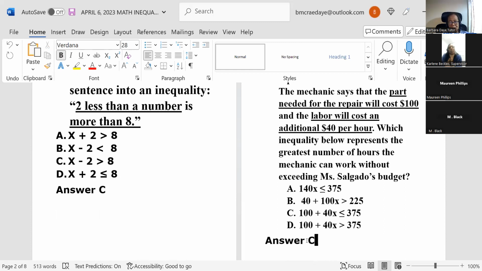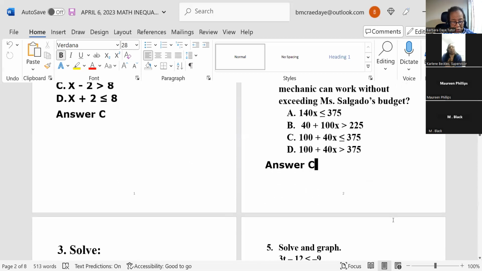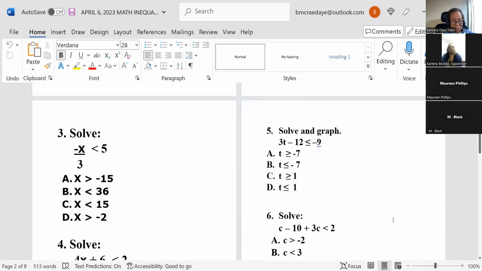Very good. You see, when you break this down, you say, okay, I've got a fixed cost and a variable cost, but my variable cost is per hour. So that means my $40 has to be multiplied by the number of hours. So I've got to have 40 times X, right? So you know it has to be either C or D. D can't be because D exceeds her budget, greater than, right? Got it? Okay, excellent.